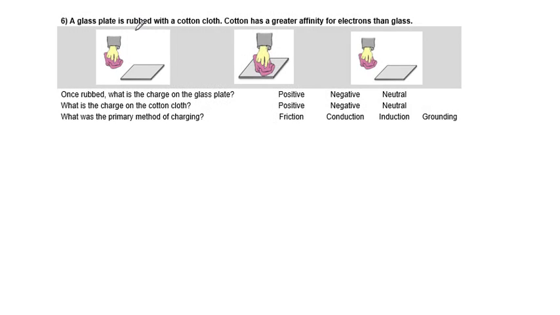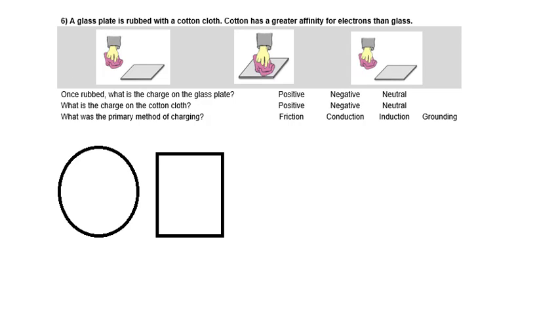So in this problem we're looking at two insulators, a cotton cloth and a glass plate. To simulate these, I'm going to draw a circle and a square. So this will be our cloth and our glass. And we're going to start off with them both neutral, so 4 pluses. So they each have 4 pluses and 4 minuses. So they're both neutral right now.